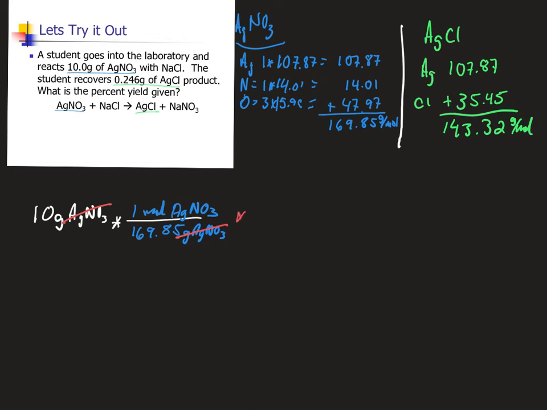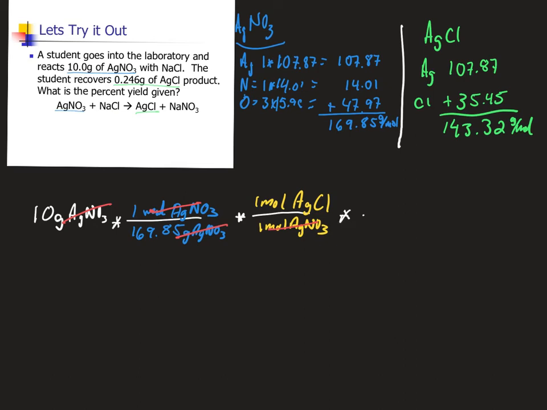I now need to convert to my moles of my want, which I ultimately want silver chloride. So I need to use the balanced chemical reaction to convert 1 mole of silver nitrate into 1 mole of silver chloride. From there, where did I get those numbers from? My balanced chemical reaction. Those would cancel some things out.